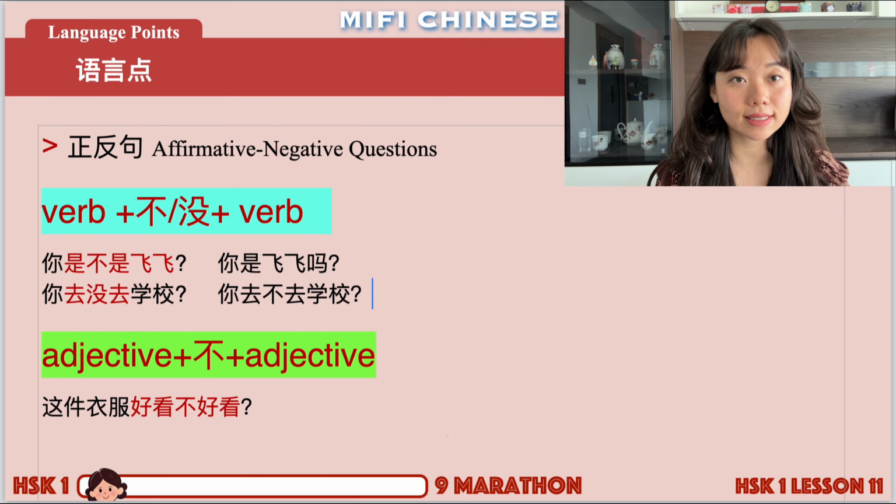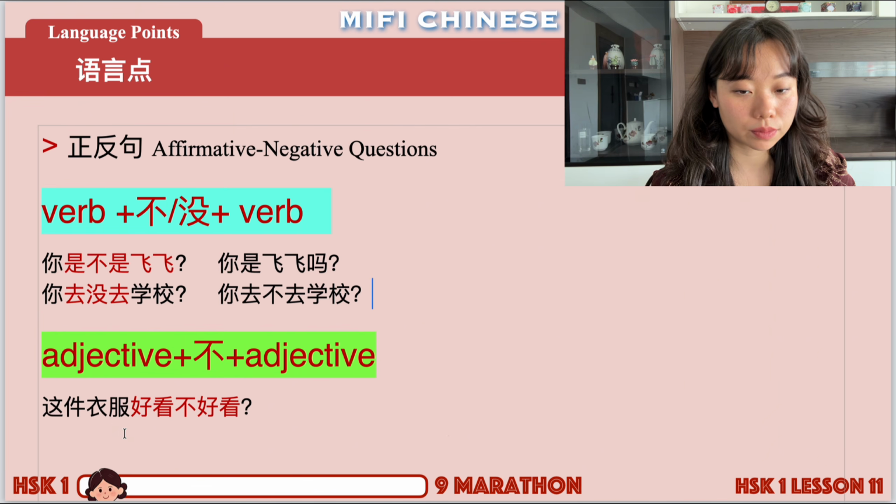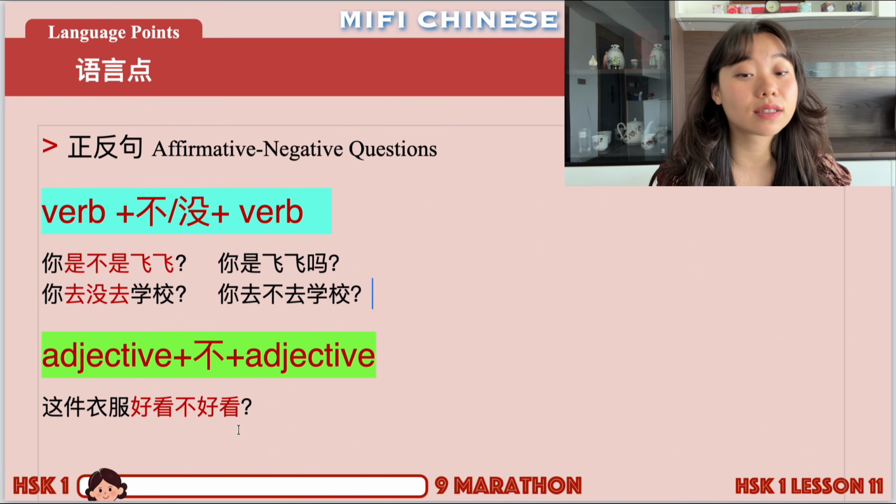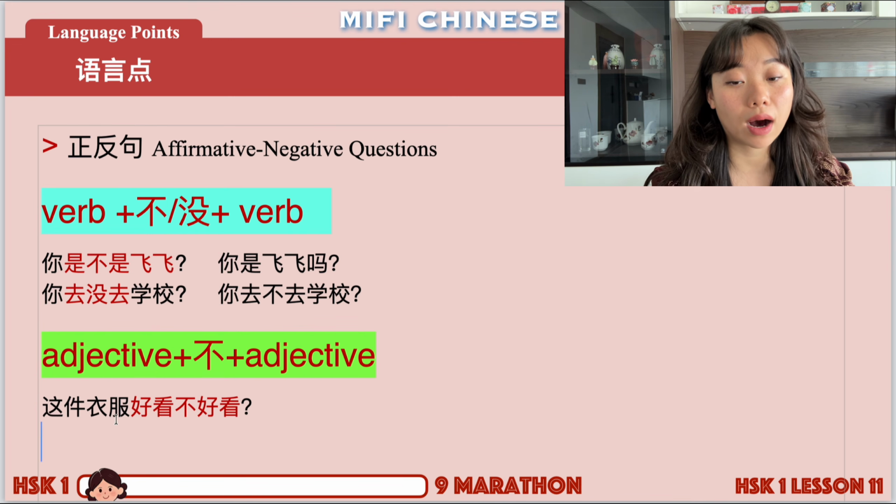Okay, let's see the next scenario, adjectives. For adjectives, we only use 不, because to express the negative for an adjective is always just 不. So, for example, 这件衣服好看不好看? What does it mean? 这件衣服 is what? 衣服, clothes. And then 件, we learned this before. It is the specific measure word for clothes, right? So 这件衣服好看 is what? 好, good, 看, to look.